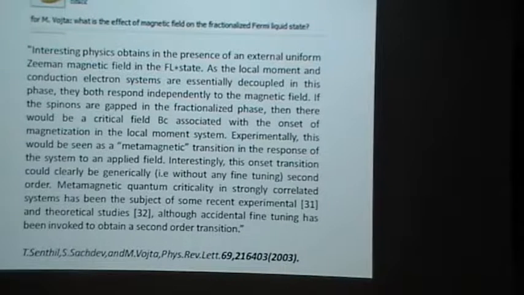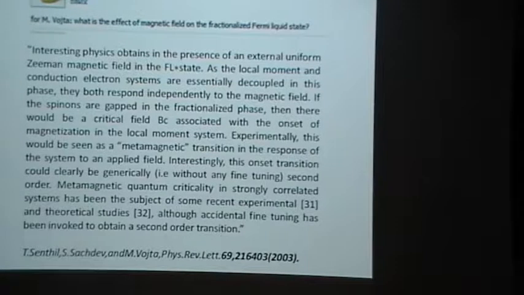But then, depending on the microscopics of the spin liquid that is coexisting with the conduction particle-hole pairs, you may or may not get interesting things in intermediate regimes. And actually I think this was from a 2003 PRL paper by Senthil, Sachdev, and Vojta, where they observed a metamagnetic transition.